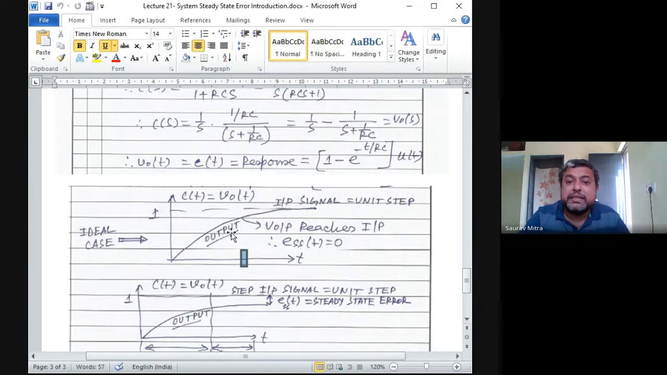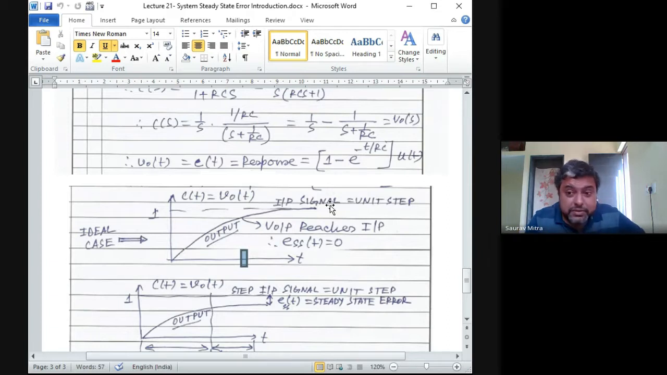Okay, so this is c(t) that I'm showing. Is it understandable? 1 minus e raised to minus t by RC is a rising waveform. This is the output. And you are finding that at a very high value of t, e raised to minus t by RC will become equal to 0. And that means what is the output? Output is nothing but reaching the input.